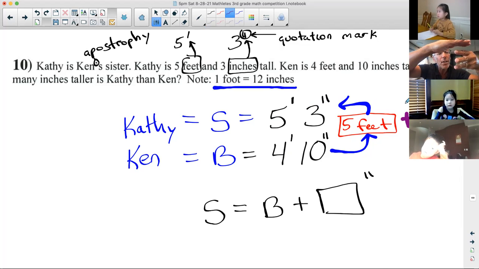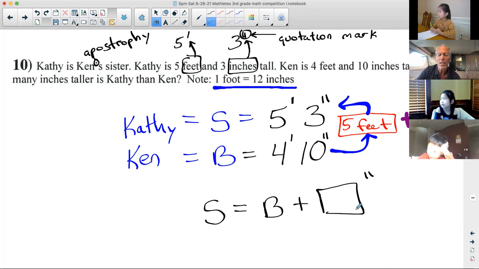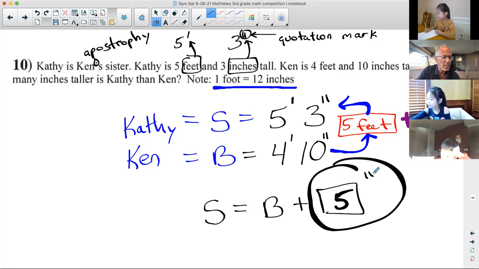How many more inches do we need from 5 feet to 5 feet, 3 inches? What do you think, Catherine? 3 inches. Right. So if you need 2 inches and 3 inches, together they make what? 5. That is correct. The answer to this problem is 5 inches.